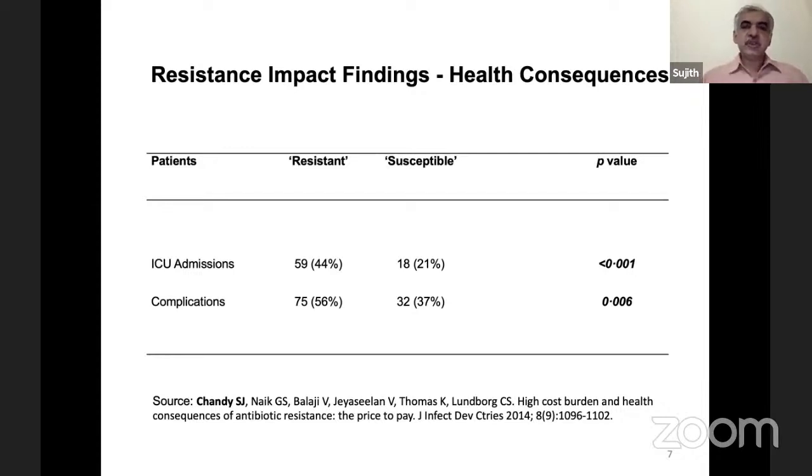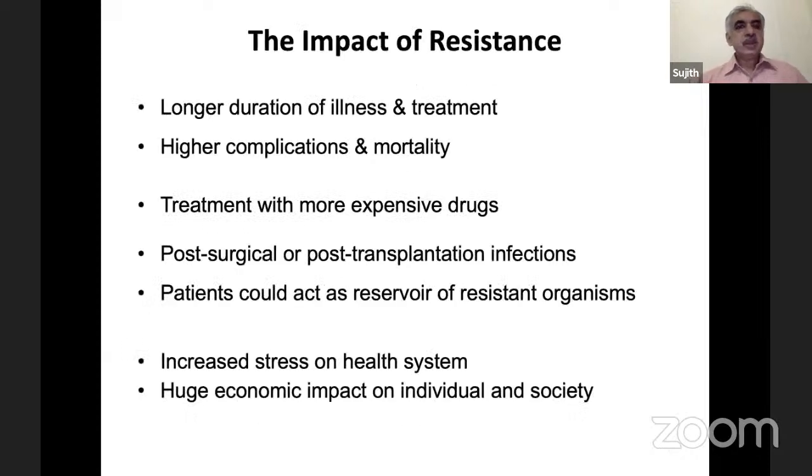So you've got a situation where there is a cost involved and there are health consequences, all because of a resistant bug, which is, no antibiotics are working, or only a few antibiotics are working. And so we do have a big problem on our hands, because the consequences or the impact of such a resistance could be longer duration, yes, as the initial antibiotic is not working, so you switch the antibiotic, etc. Higher complications and mortality, as was mentioned. And of course, treatment with more expensive drugs.